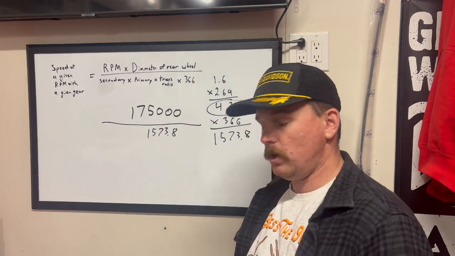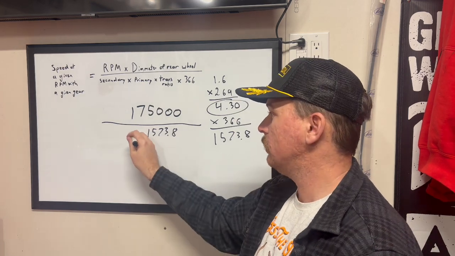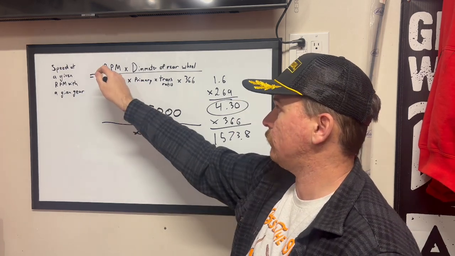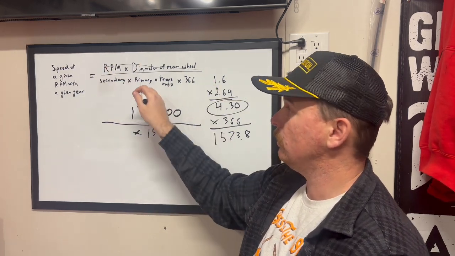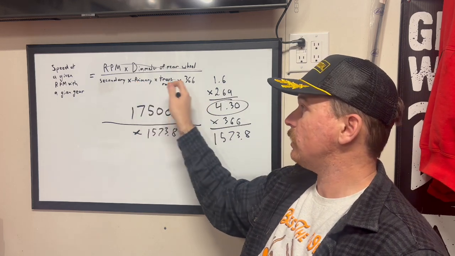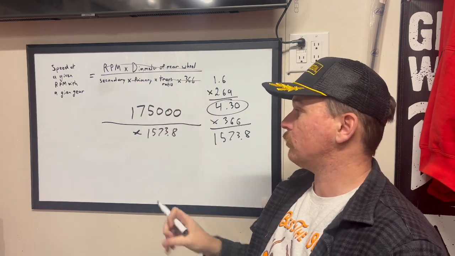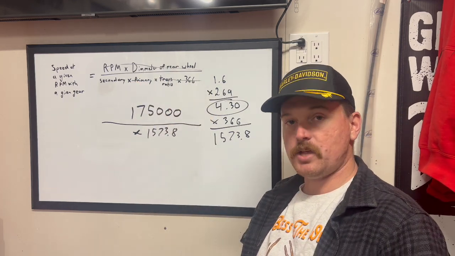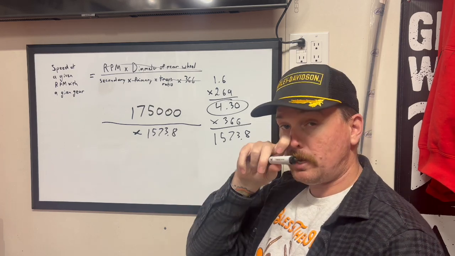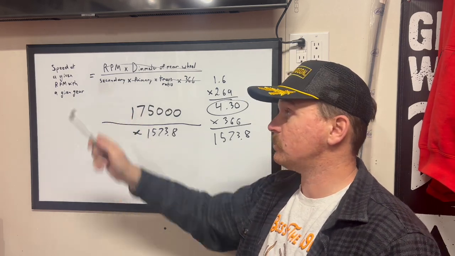All right, so we got 175,000 up there. That took care of our RPM and the diameter of our wheel. We got our primary, our trans ratio, and our final correction factor. That got us that number there. Now we're going to start to calculate the different secondaries that we're going to put in.